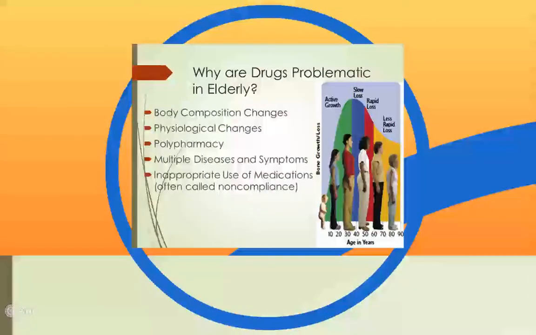So, why are they a problem for the older adult? We've mentioned in the beginning that the body has some changes that they undergo. They have composition changes, physiological changes. We talked about polypharmacy. There's that comorbidity of multiple diseases and symptoms. And then inappropriate use of medications. Sometimes this is called non-compliance or lack of adherence in some cases. All of those are particularly problematic.